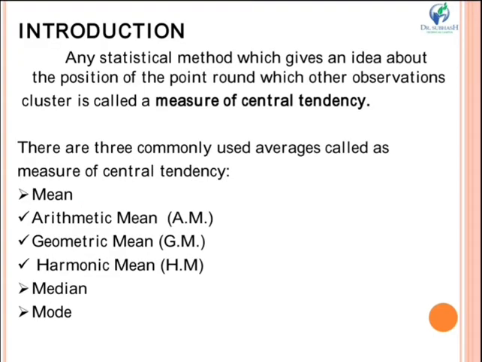First, let us define measure of central tendency. Any statistical method which gives an idea about the position of the point around which the other observations cluster is called measure of central tendency. There are three commonly used averages which are known as measures of central tendency. First is mean, and these are of three types: AM, GM and HM. Next is median and next is mode.